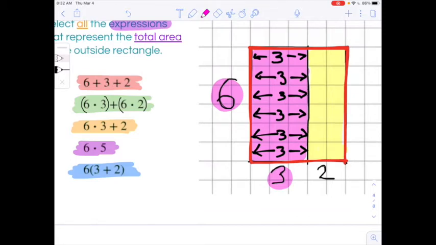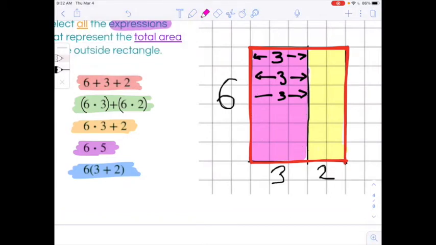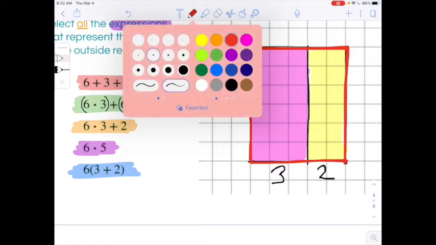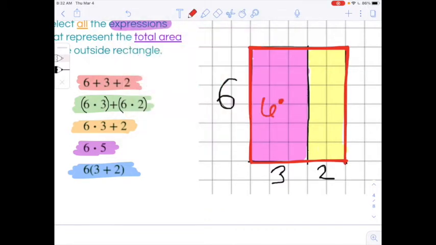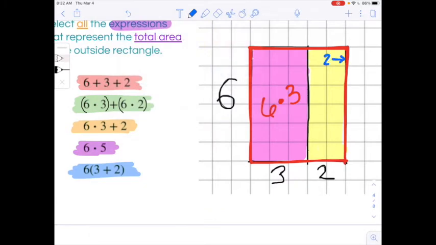Or you just heard repeat addition, which means an expression for the pink part is to make it be multiplication and say this is 6 times 3. That's the pink one. So what about for the yellow one? For the yellow one, left to right is 2 this time. It's 2 across, 2 across, 2 across, 2 across.